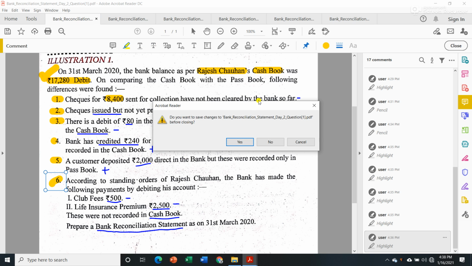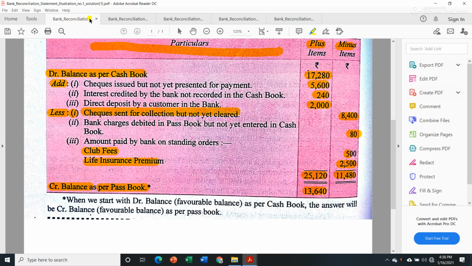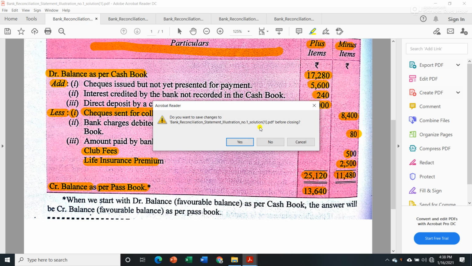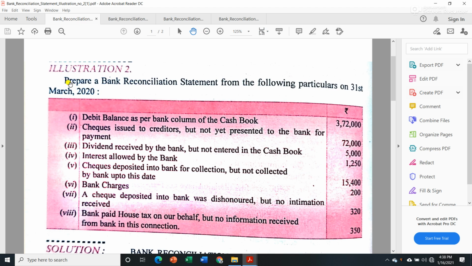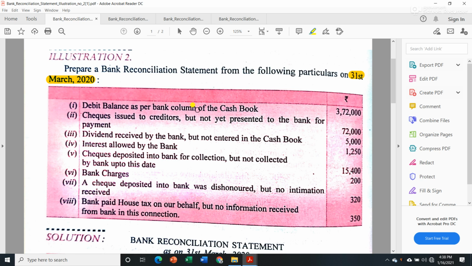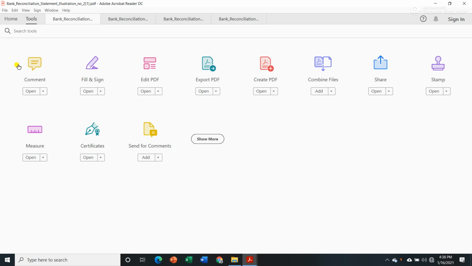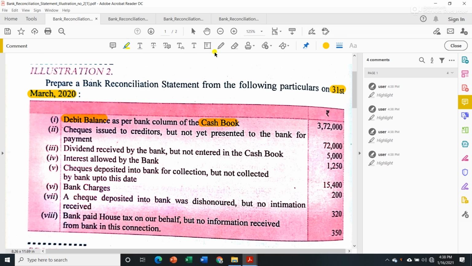Okay, now let us see another illustration, that is illustration number 2. We have the question: prepare a bank reconciliation statement from the following particulars on 31st March 2020. Now we have debit balance as per cash book, so this one will come in the plus item. So let us write down which item will come in the plus side and which in the minus side. Since this is debit balance as per cash book, it will come in the plus side.